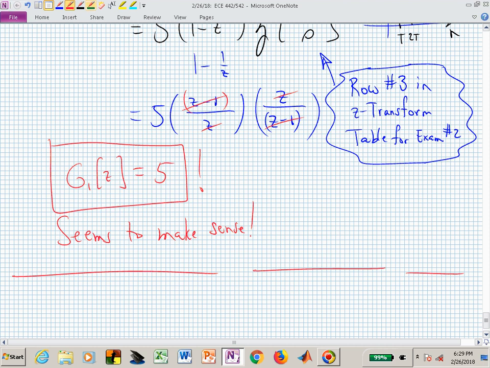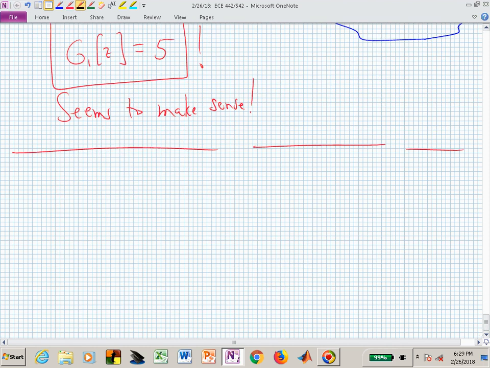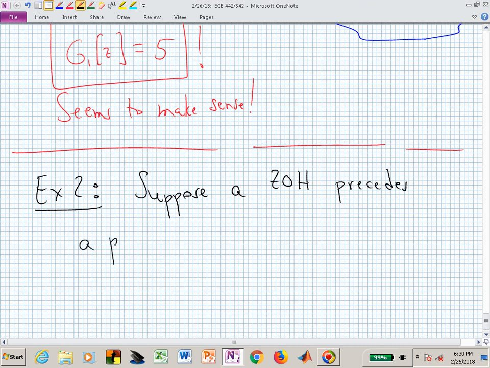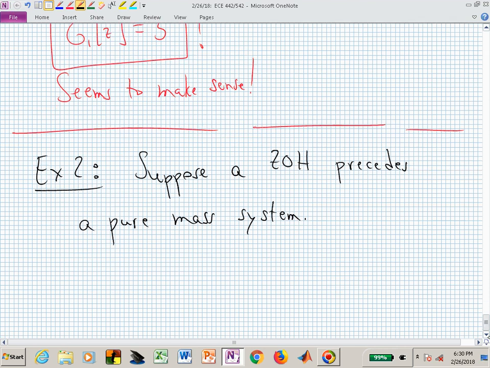Let's look at something a little bit more interesting than just a gain. Let's suppose now we want to find the zero order hold equivalent of a little different system, and let's pick a pure mass. That's a mechanical system. Let's find the dynamics of that mechanical system. That will be our transfer function, capital G of S, and we'll then find a capital G of Z. So suppose a zero order hold precedes a pure mass system.